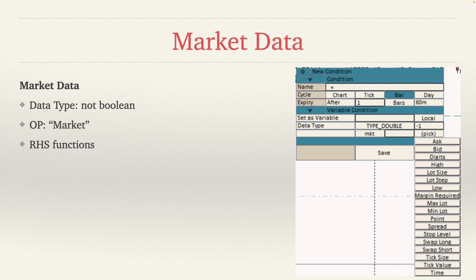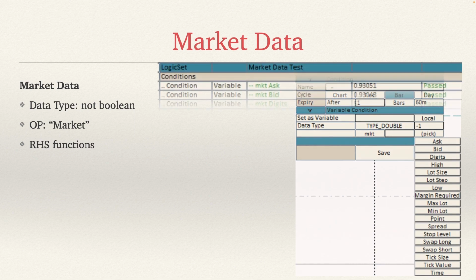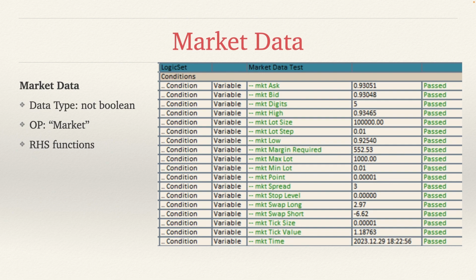There's a sample file available from the ChartLogic Files section of the website called Market Data Test. You can load this strategy and run it on any symbol and view it in the strategy viewer to see what the values are that are being returned for all of this data. It's a great way to test that things are working correctly and to see what data you're getting.